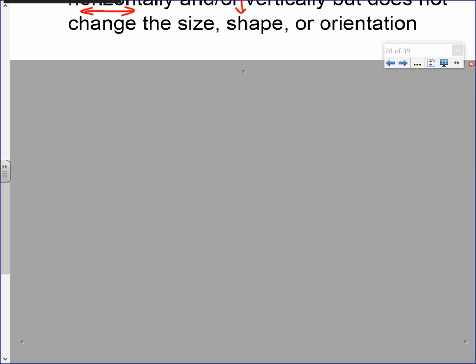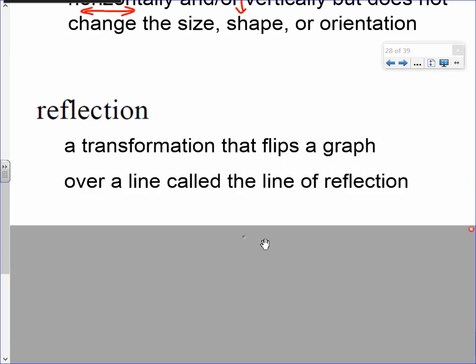Here we go. Reflection. A transformation that flips a graph over a line called the line of reflection.